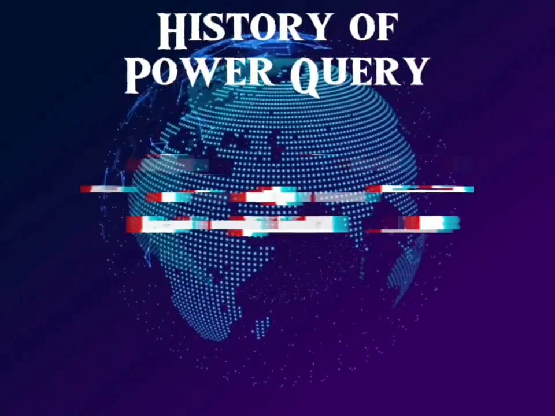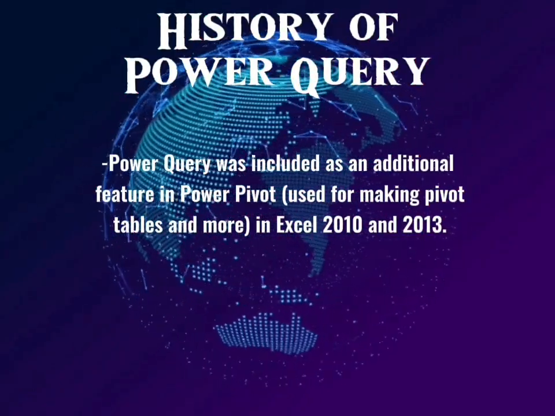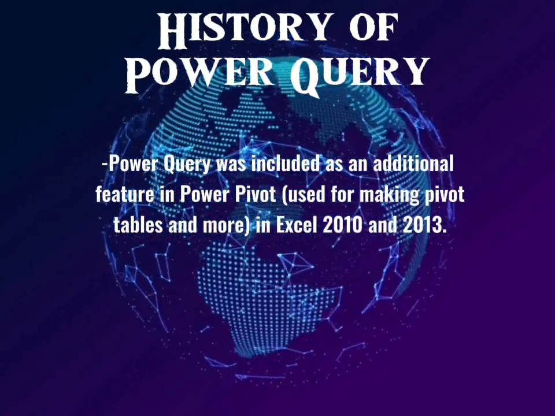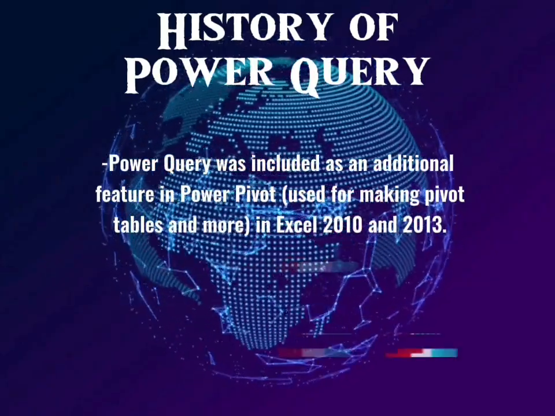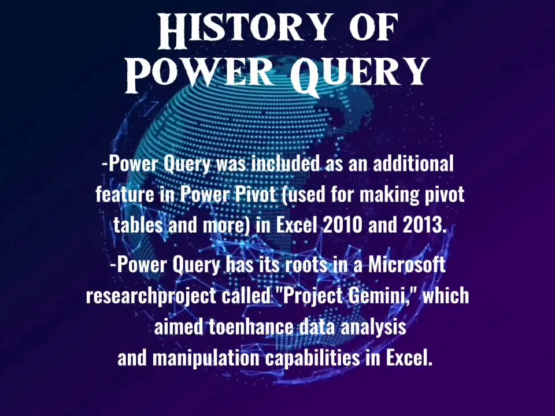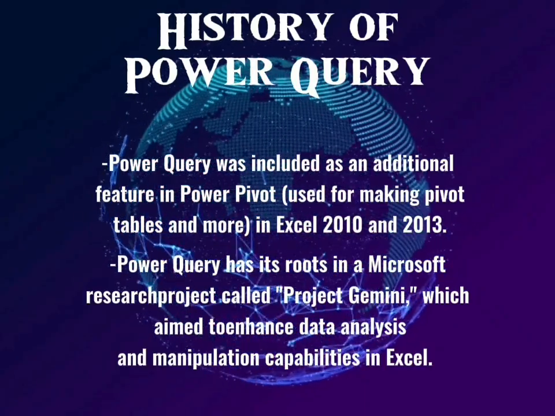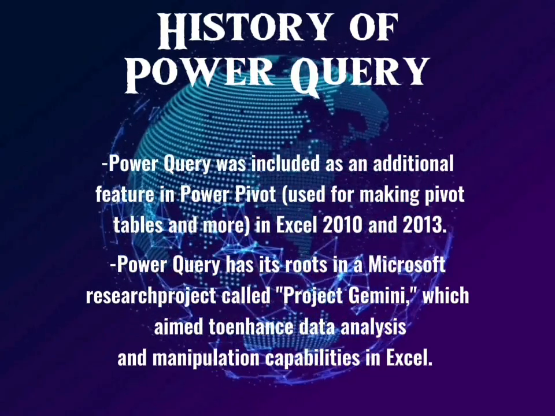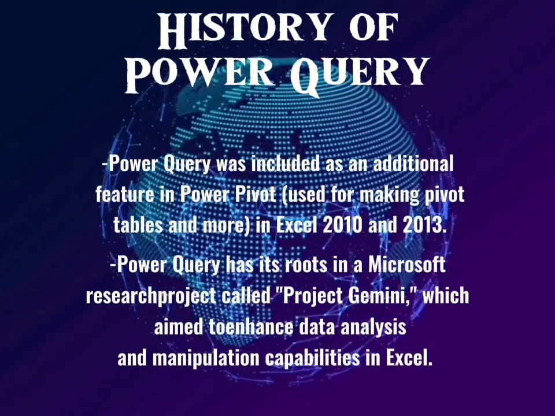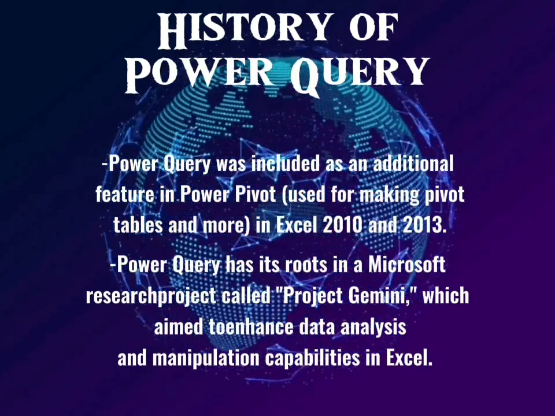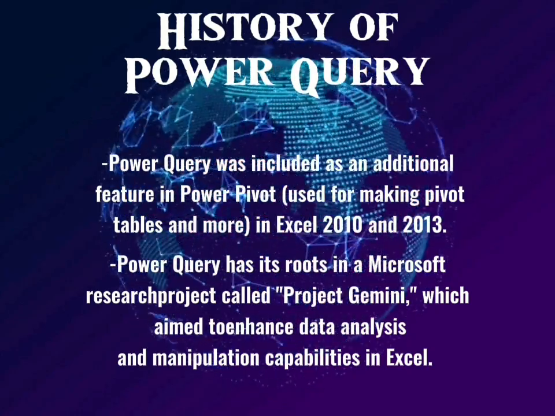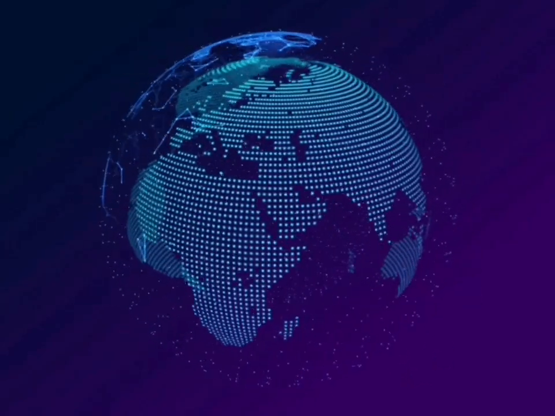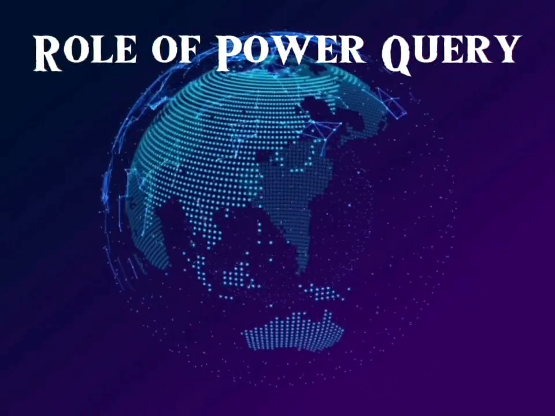What is the history of Power Query? Power Query was included as an additional feature in Power Pivot, used for making pivot tables and more, in Excel 2010 and 2013. Power Query has its roots in a Microsoft research project called Project Gemini, which aimed to enhance data analysis and manipulation capabilities in Excel. In 2016, the function was renamed Get and Transform for a short time, but since then has been named Power Query again. So the next thing that we're going to tackle is the role of Power Query.